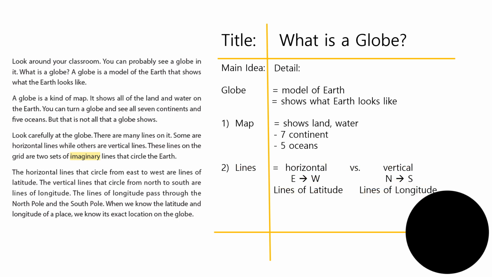So that's actually it for today. So we did our first Cornell style note-taking. So main ideas here. 글로브에 대해서 배웠는데 이 지구본은 we have a map and lines. 이 지도에서는 땅과 물, land and water, 7 continents with the 5 oceans. So I'd like you to please try to remember, what were the 7 continents that we learned? And the lines, what were the 2 types of lines? Horizontal and vertical, right? Lines of latitude and lines of longitude.